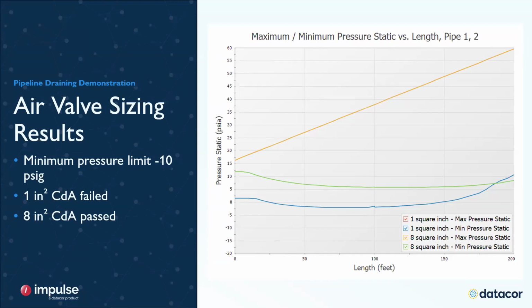So the incoming air was able to displace the leak when using the 8-inch square air valve. And this reduces the risk of the pipeline crushing during an emergency.